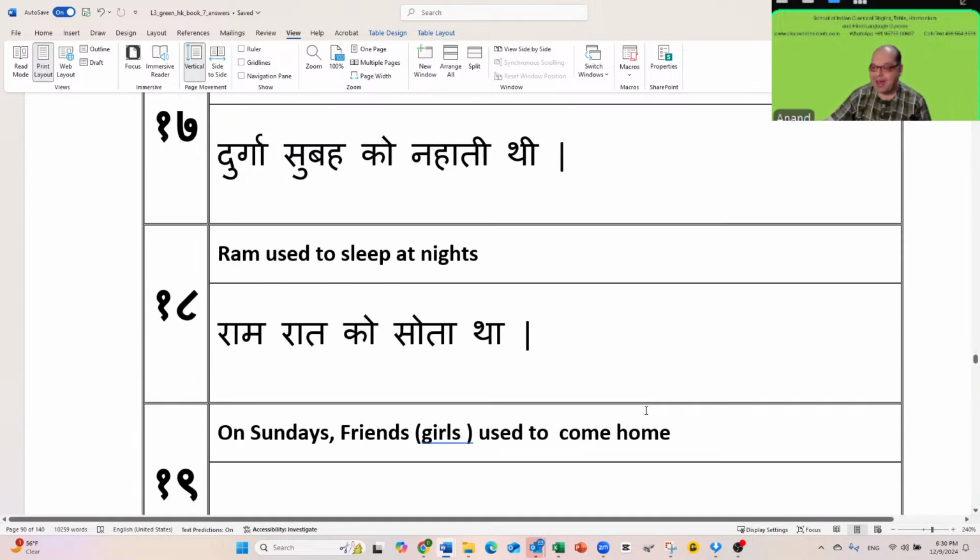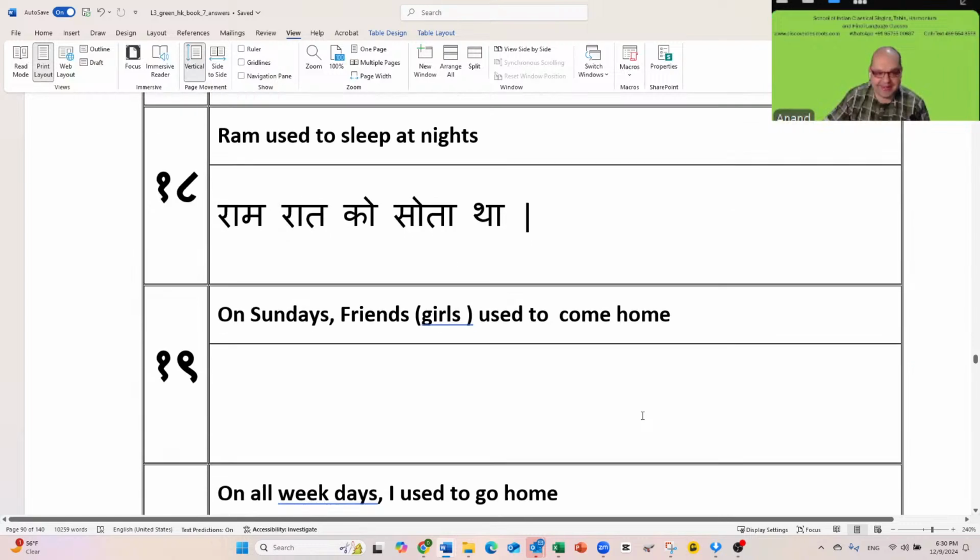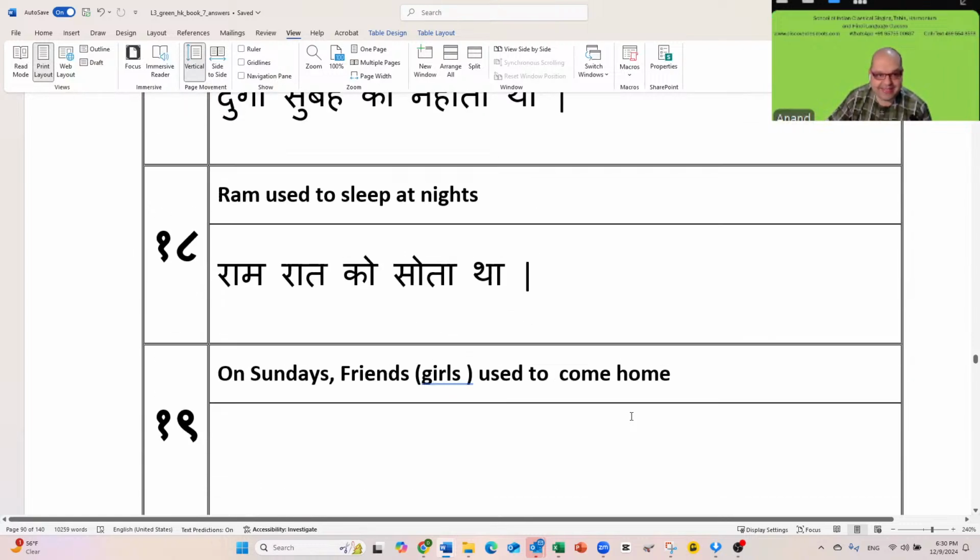Yeah, and Arav's point, yes, everybody sleeps at night. And Ram also went to sleep at night. Well, used to sleep at nights. Yeah, Ram रात को सोता था. So now he doesn't. He's nocturnal. Yeah.